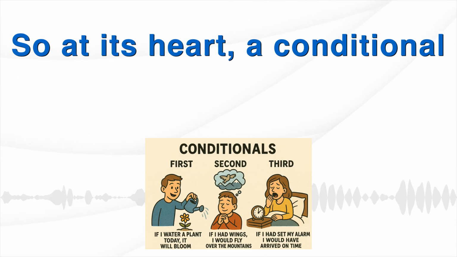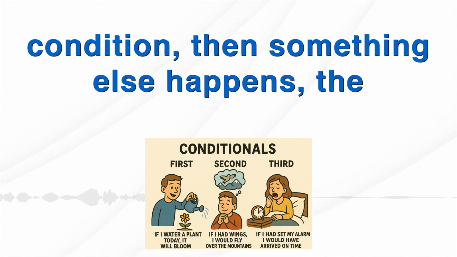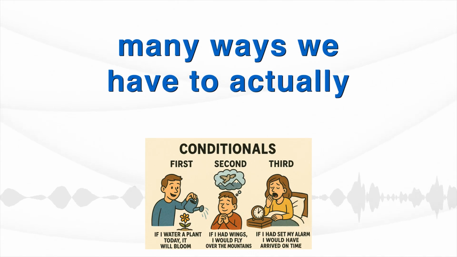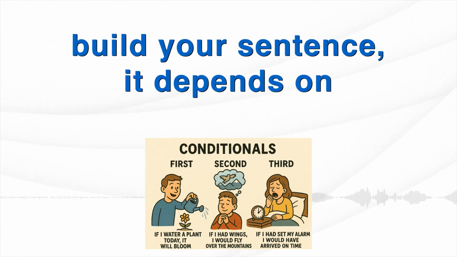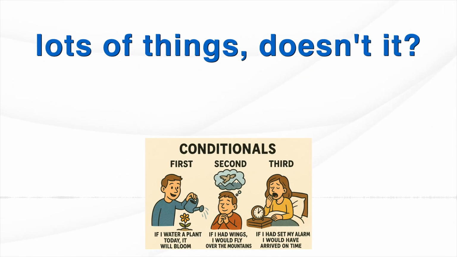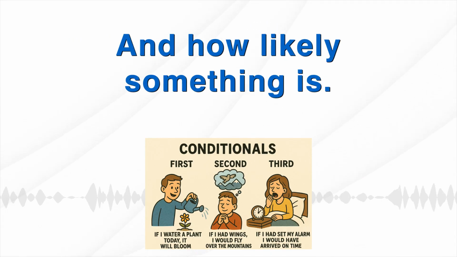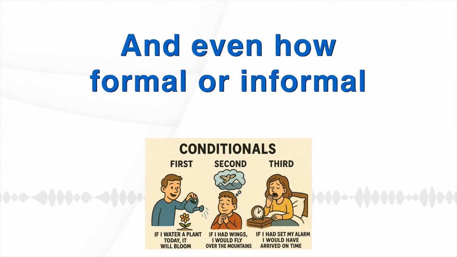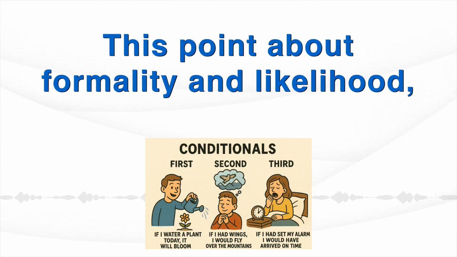Okay, so at its heart, a conditional sentence just shows a relationship, right? Like, if one thing happens, the condition, then something else happens, the consequence. That's the core idea. But the interesting part is how many ways we have to actually say if-then. Yeah. And the way you choose to build your sentence, it depends on lots of things, doesn't it? Like time. Definitely time. Past, present, or future. And how likely something is. Likelihood, yeah. That's crucial. And even how formal or informal you want to sound. Right. The context matters.